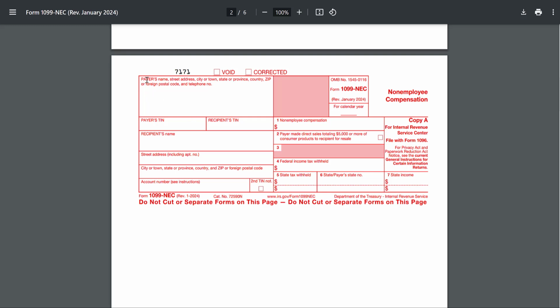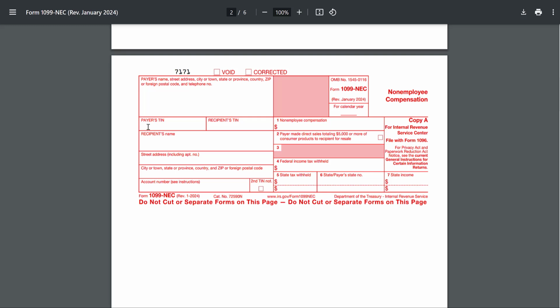So you're going to put payer's name. So this is your information, your business's information, the business that paid this contractor. You're going to put your name, your street address, your mailing address essentially, and your telephone number on here. So I could potentially put ABC Corporation, 111 First Street, Springfield, Ohio, 45502, and my phone number is 555-555-5555, right? So that would be the information that I would put in the payer's name, street, address, telephone number.